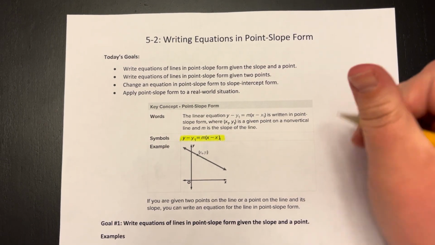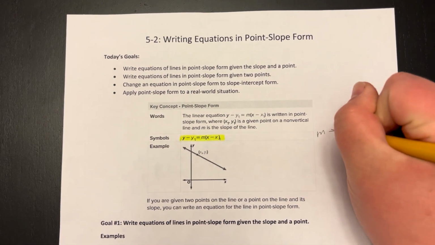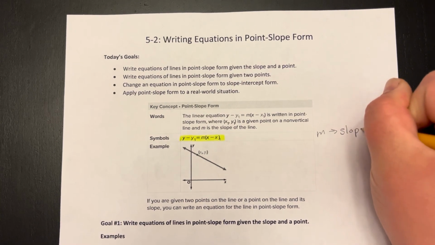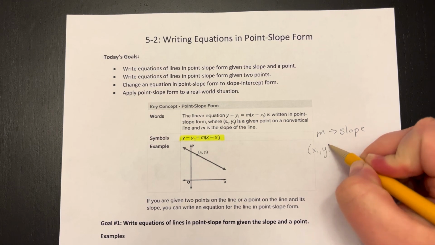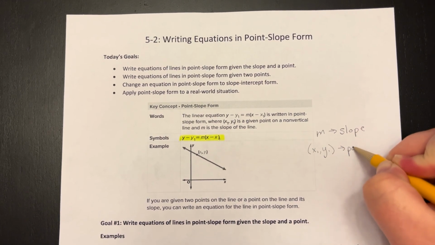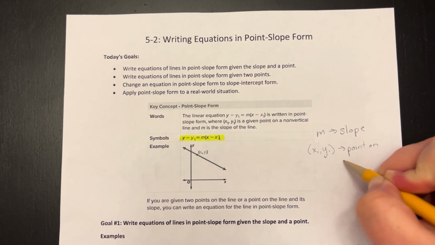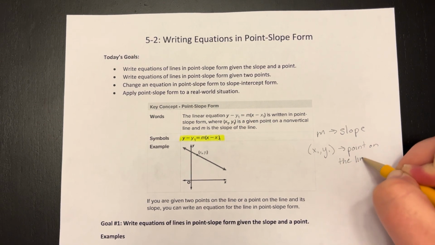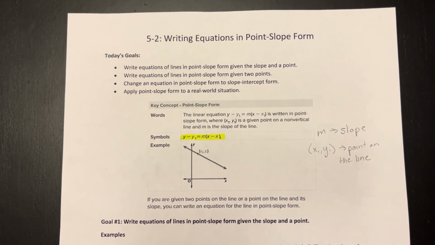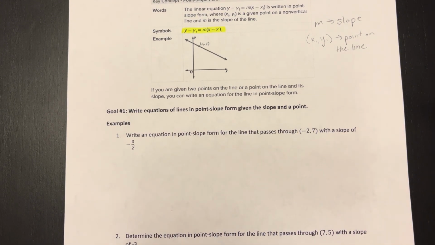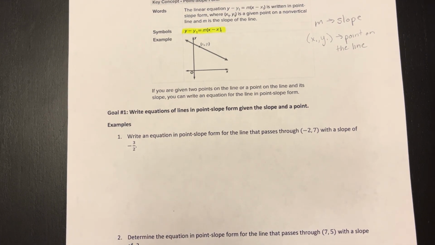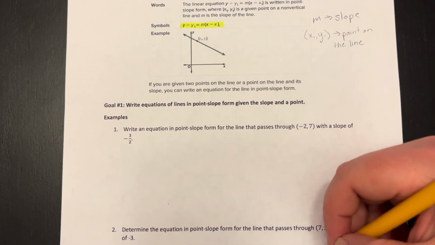Now it's important to know that m is still your slope, and x1, y1 is just a point on the line. All right, let's see how that works. We're going to start by writing equations of lines in point-slope form when you're actually given the slope and a point on the line. So this is the most basic type here.